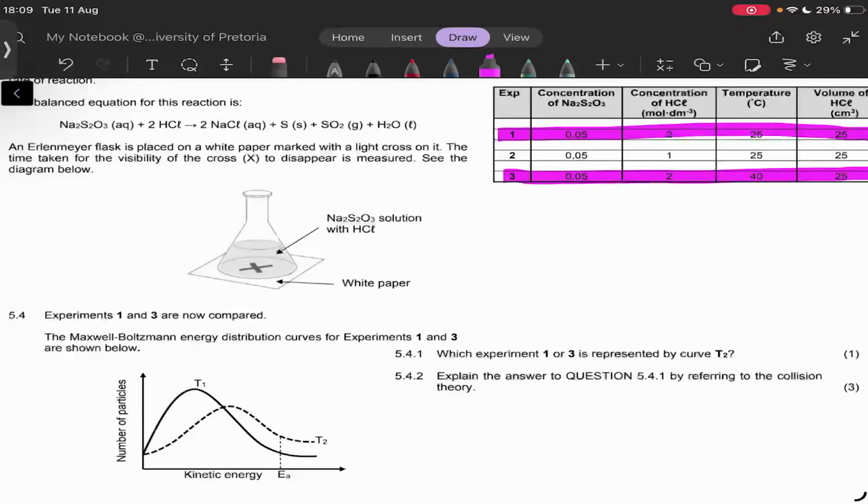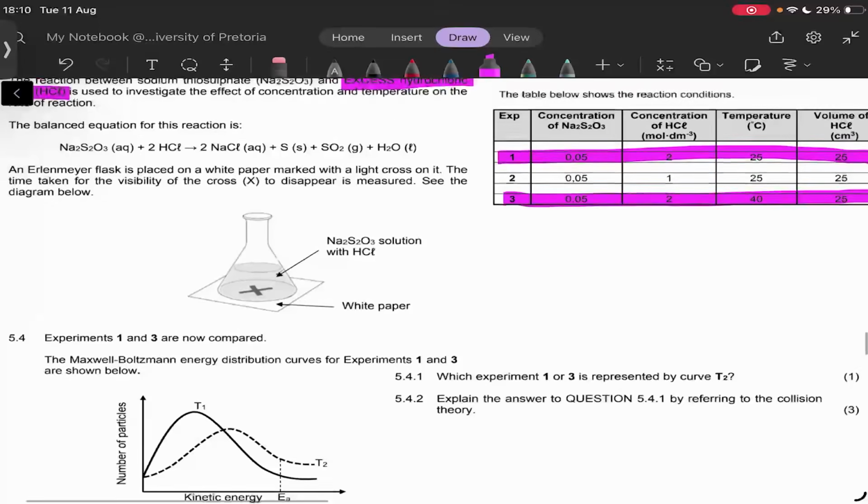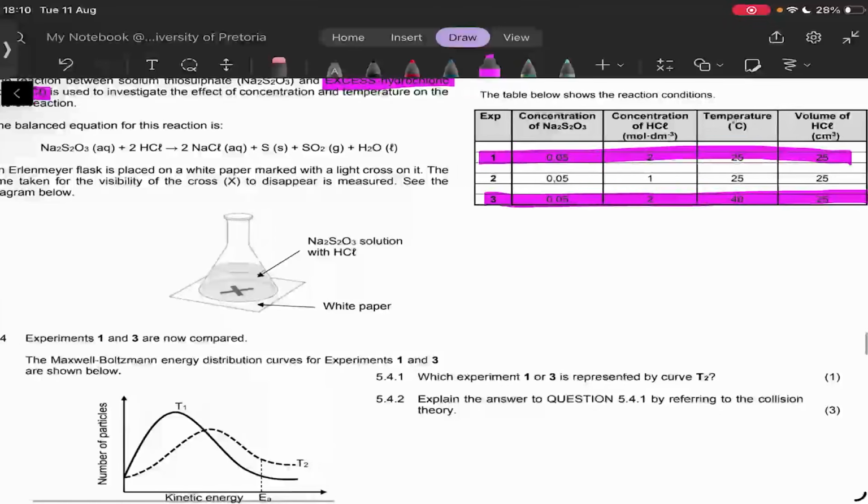What do you guys think? Experiment 1 or 3, does that represent curve T2? Okay, the answers are rolling in. Yes, it is indeed experiment 3.